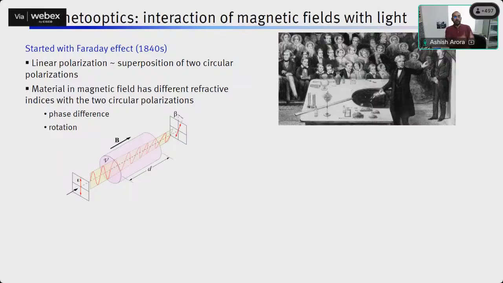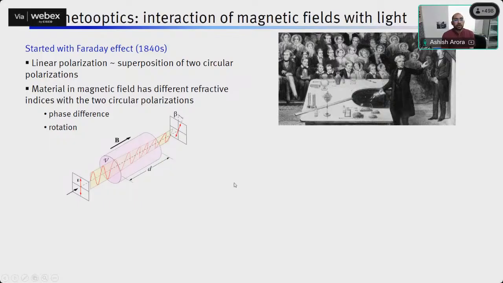Spin polarized meaning one of the spins has a larger population compared to the other spins. So therefore we can study the spin polarized states, or we can study the magnetic moments which are present in the material, just by looking at this Faraday rotation.